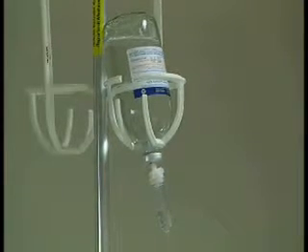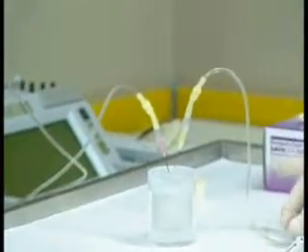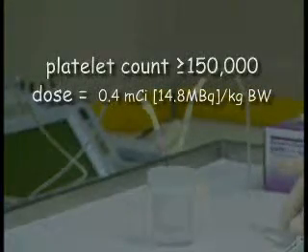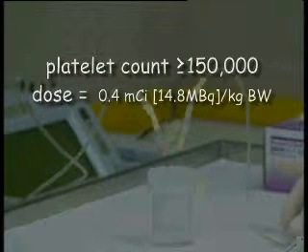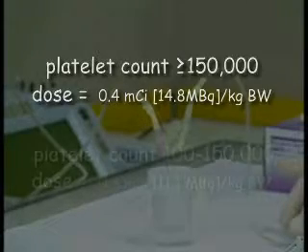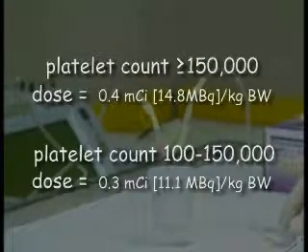Prior to injection, Zevalin should be filtered. The injection should be performed slowly over a period of at least 10 minutes. The dose of radio-labeled Zevalin to be administered to a patient should then be calculated based on body weight. For patients with platelet counts of over 150,000 per millimeter cubed, 0.4 millicuries per kilogram should be administered. For those with platelet counts between 100 and 150,000 per millimeter cubed, 0.3 millicuries per kilogram should be administered.